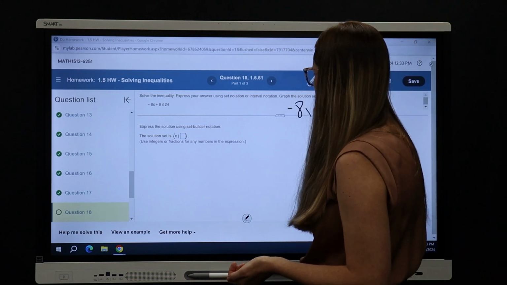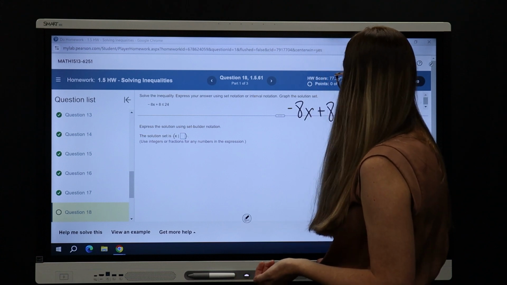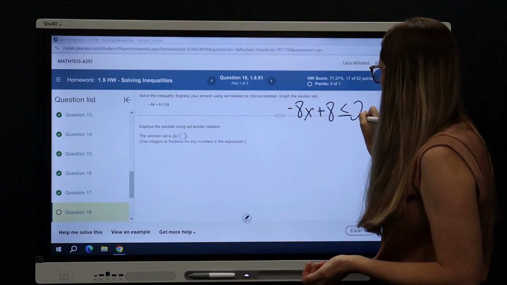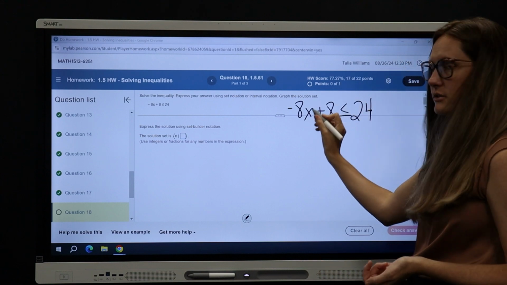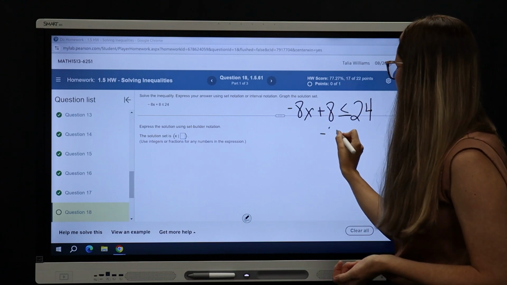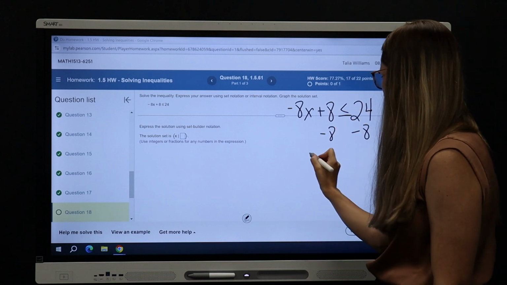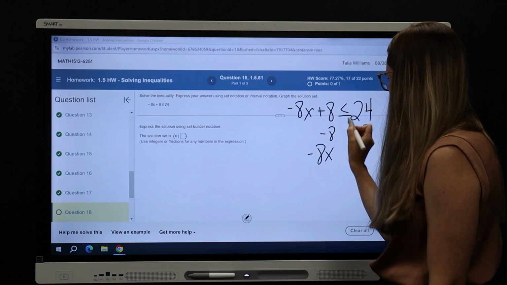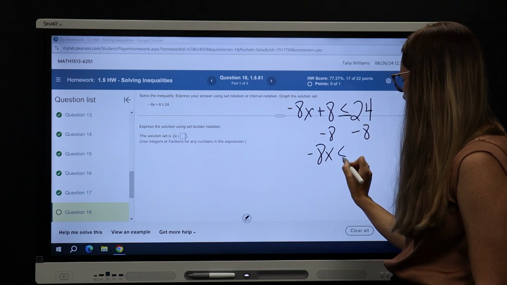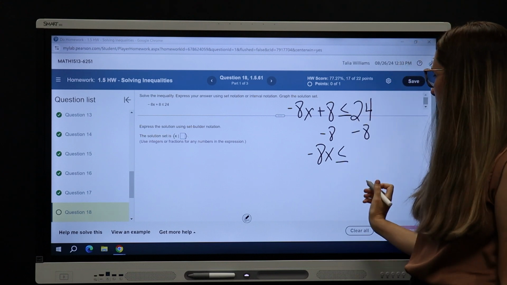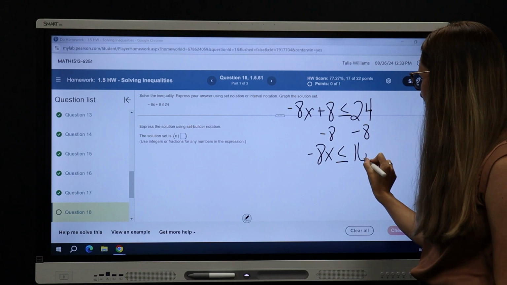Negative 8x plus 8 is less than or equal to 24. So we're going to subtract our 8 because we're solving for x right now. Negative 8x, keep your sign, less than or equal to 24 subtract 8 is 16.